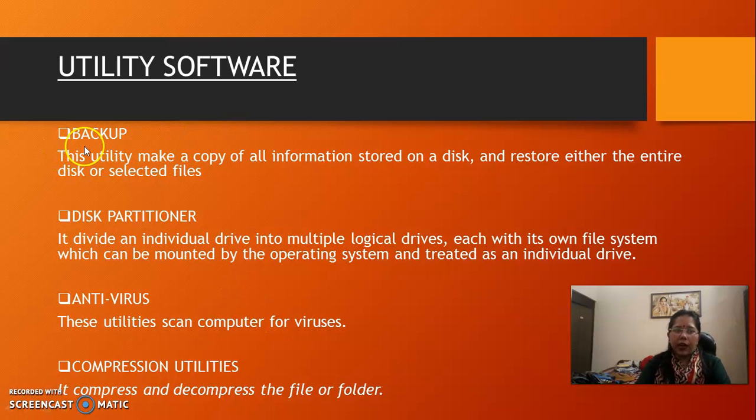Next one is backup utilities. Backup utilities allow one to backup or copy. Backup is a service provided by all operating systems. This utility makes a copy of all information stored on a disk and restores either the entire disk or selected files. These files can be backed up to floppies, CDs and DVDs using these programs, and when there is a need, the backup is restored in the system.